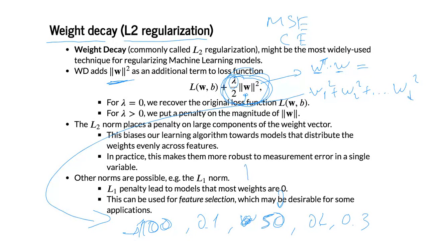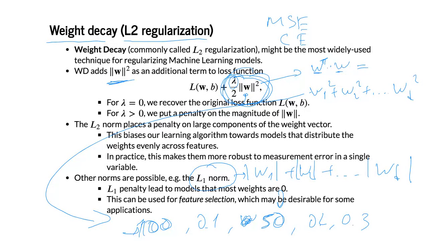So the L1 norm is the absolute value of W1 plus the absolute value of W2 plus the absolute value of WD. So instead of taking the square, we just take the absolute value. This looks similar, it doesn't look very different, but actually one can show that these two regularizations have very different effects, okay? So if you minimize the L1 norm, it leads to models in which most weights are zero, okay?